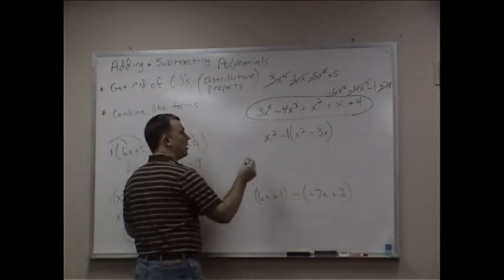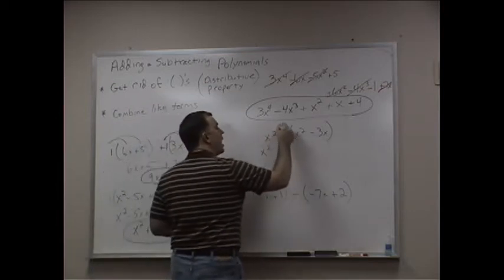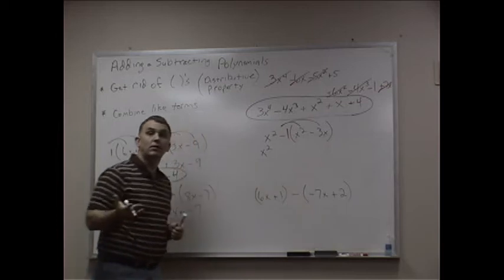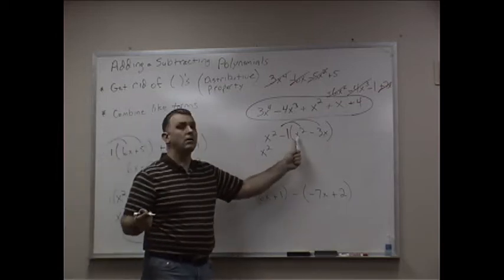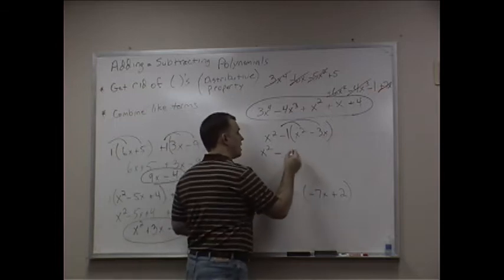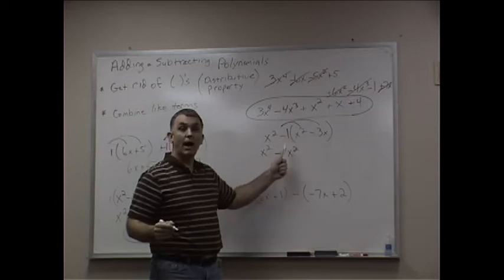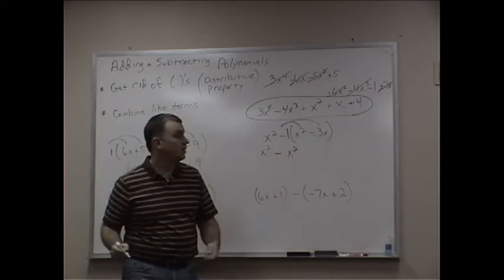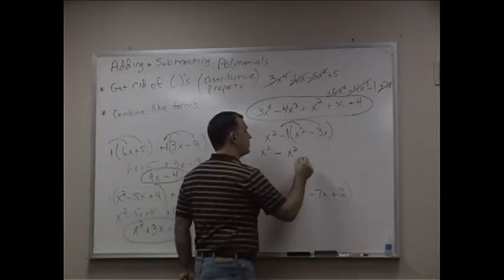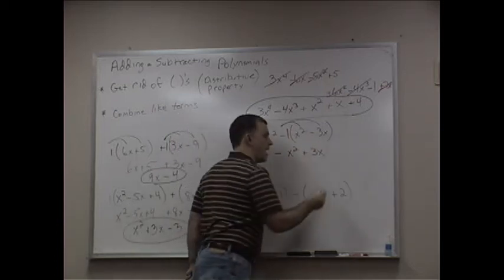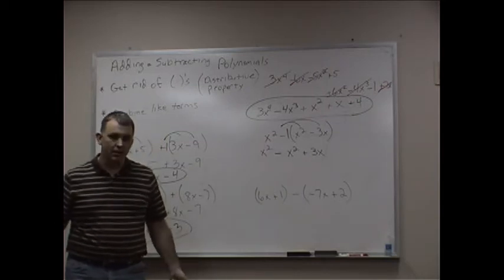We don't have any parentheses on the first one, so I'm just going to write x squared. But now I've got to distribute negative 1. So negative 1 times x squared is negative x squared. Negative times a positive is a negative, isn't it? A negative 1 times negative 3x is positive 3x. All right? Now we can combine the like terms.